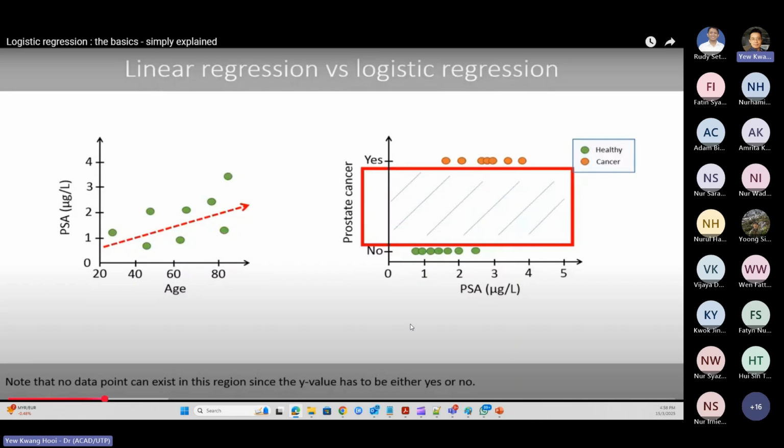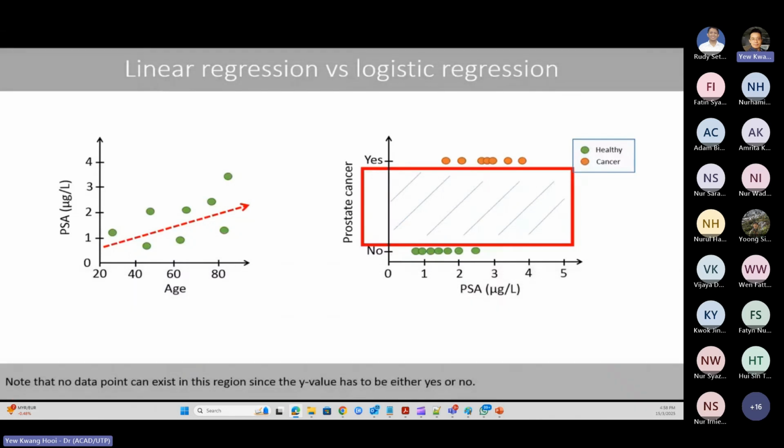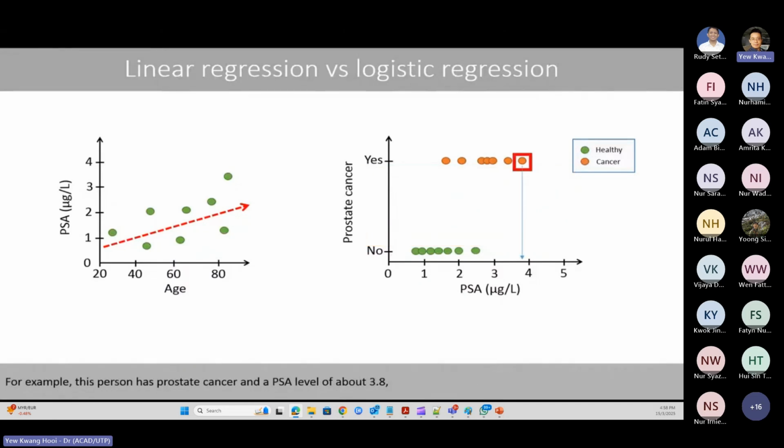Note that no data point can exist in this region since the y value has to be either yes or no. For example, this person has prostate cancer and a PSA level of about 3.8, whereas this person from the healthy control group has a PSA level of about 2.5.